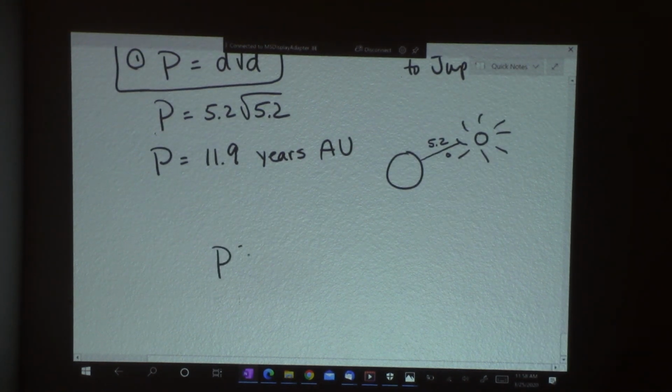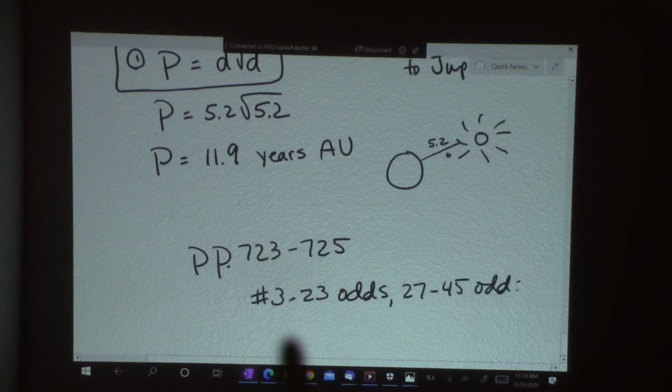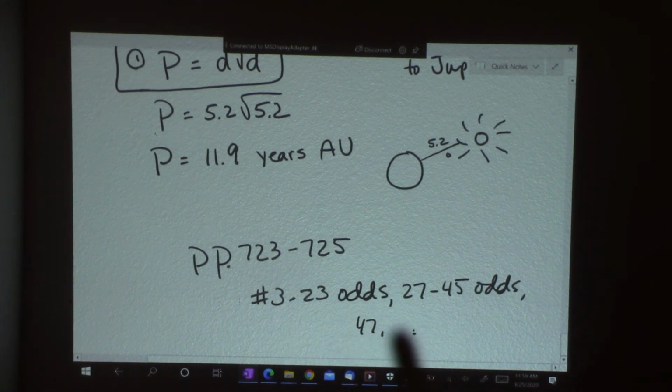I'll write it here. I will also send it home in the email I'm going to send you. And it's this, and 47, 67, oh sorry, 47, 49, and 67.